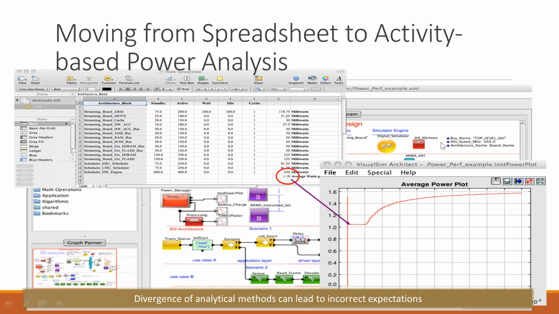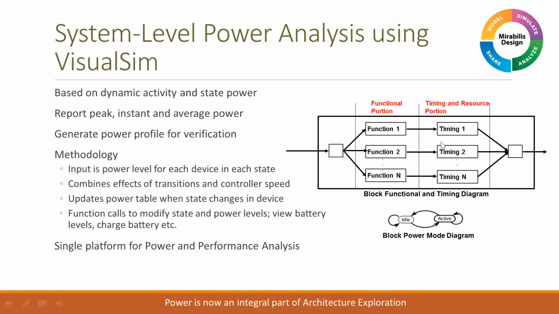And this is the important thing that we look at in VisualSim, which is really the dynamic state-based power. Look at the peak, instantaneous, and the average power. We set a power for each device, each state, and also for each task. So you look at the effect of transition between different states and the time that it takes to be in a single state before you want to transition out of that.